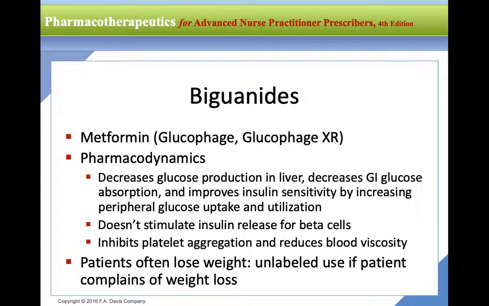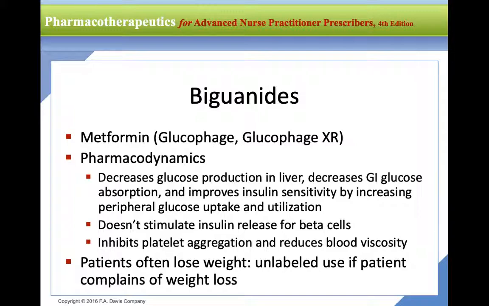Biguanides. The one on the market is metformin. Metformin is the gold standard for treatment of type 2 diabetes. It decreases glucose production in the liver, it decreases GI glucose absorption, improves insulin sensitivity, and increases peripheral glucose uptake and utilization. So our liver makes less sugar, we don't absorb as much from the stomach, and what we actually use, we use a lot more efficiently.